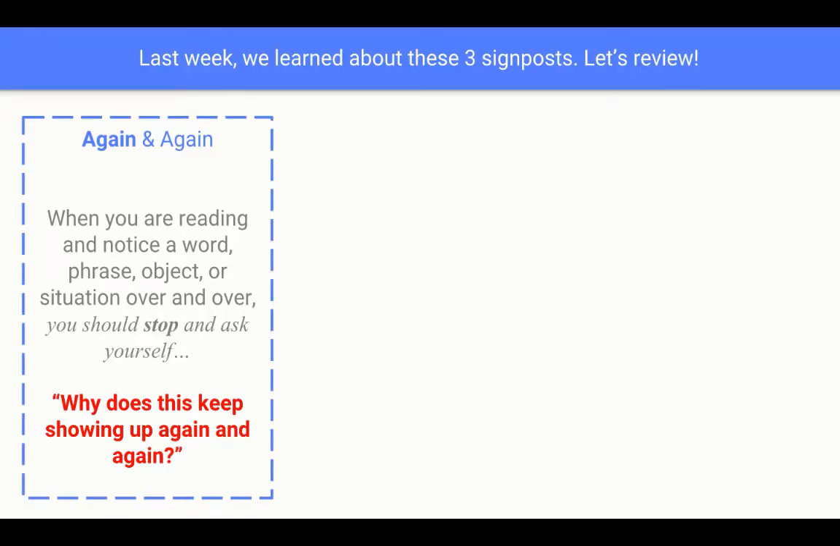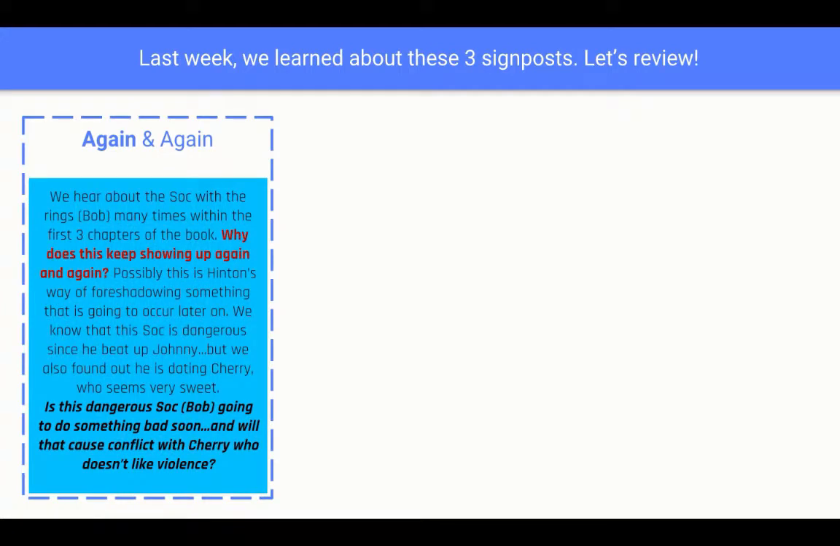So last week we learned about 3 signposts. Let's review. Again and again: when you are reading and notice a word, phrase, object, or situation over and over, you should stop and ask yourself, why does this keep showing up again and again? Here's an example. We hear about the Soc with the rings, Bob, many times within the first 3 chapters of the book. So here's the anchor question: why does this keep happening or showing up again and again? My answer was, possibly this is Hinton's way of foreshadowing something that is going to occur later on.